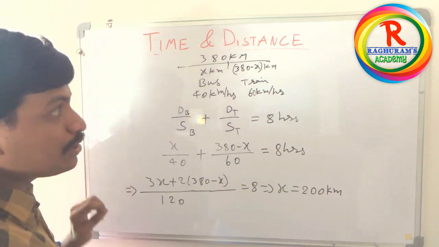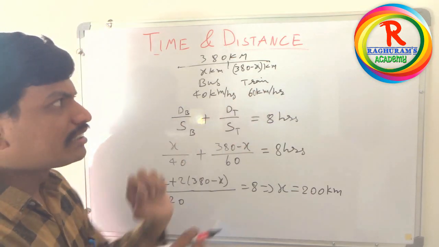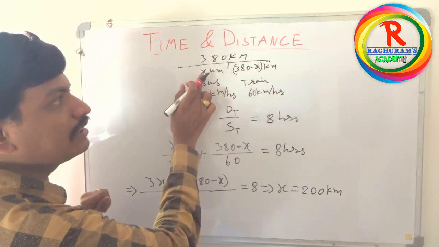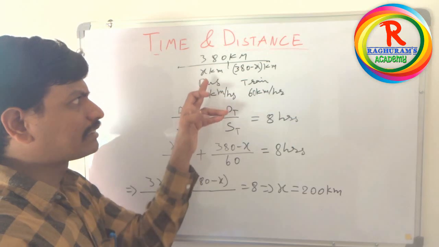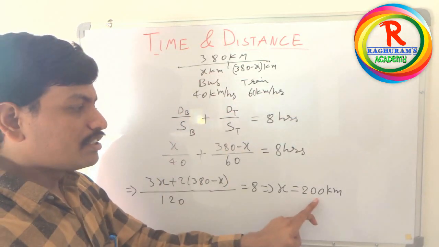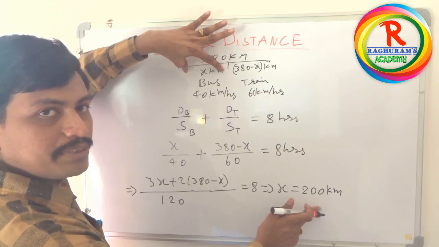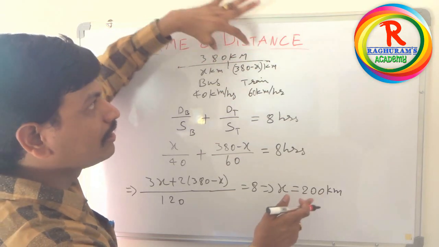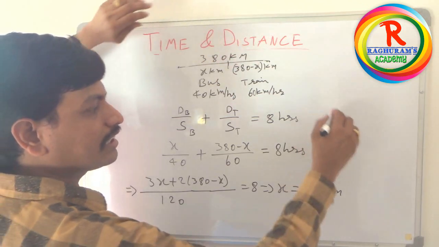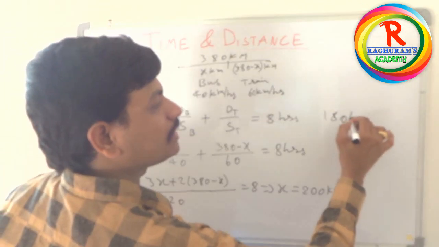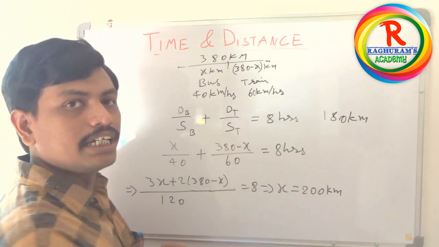200 kilometers. Suppose they asked how much distance was traveled by train, then take that as x and the bus will be 380 minus x. Suppose they asked both, take any one of them as x. I am taking bus as x. Suppose we get the distance traveled by bus as 200 kilometers. What is the distance traveled by train? 380 minus x, x is 200, that is 180 kilometers. He traveled 200 kilometers by bus and 180 kilometers by train.